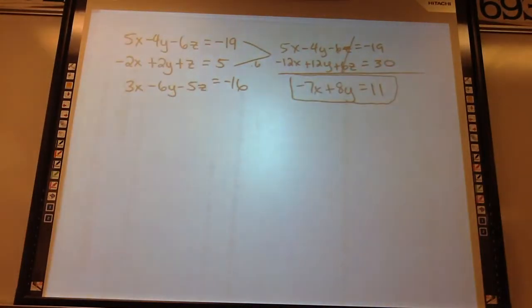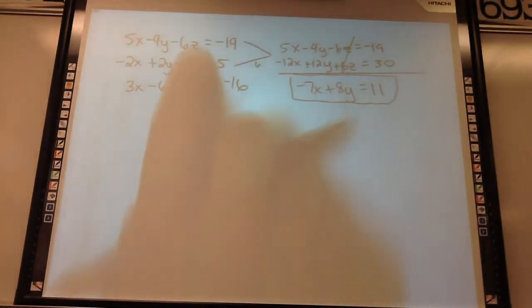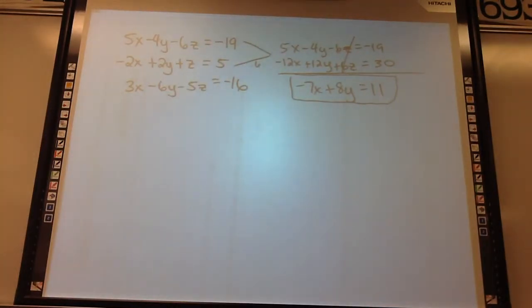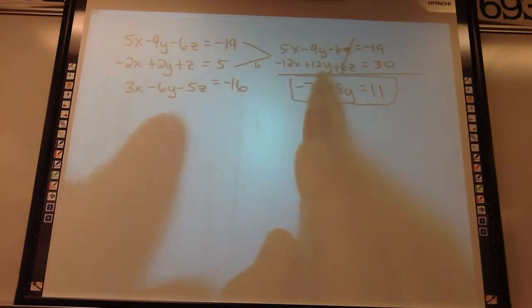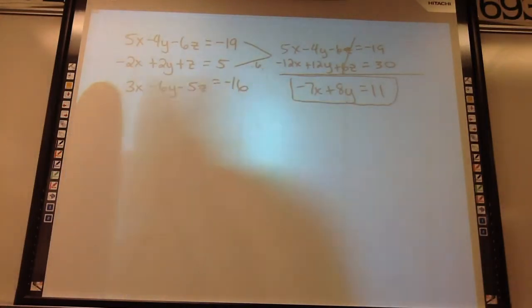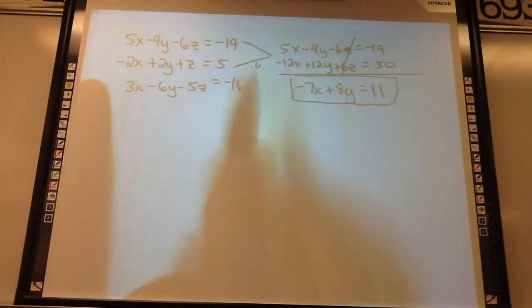It's not my answer. I'm just circling it so I can keep track of it. What's next? Pick two different ones. And then do what? Get rid of another. You have to get rid of Z again. I got 12. Remember, I multiplied this one by 6, so you have to multiply all of the terms by 6.